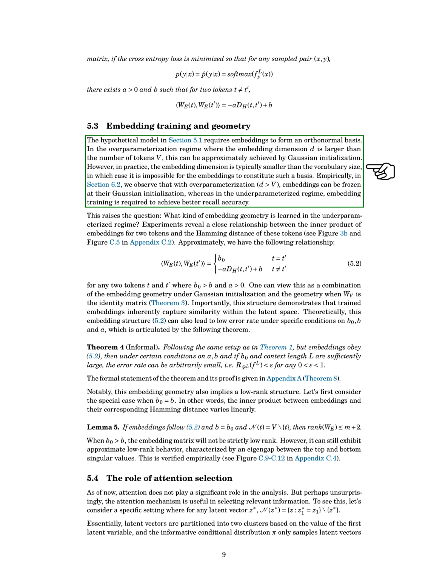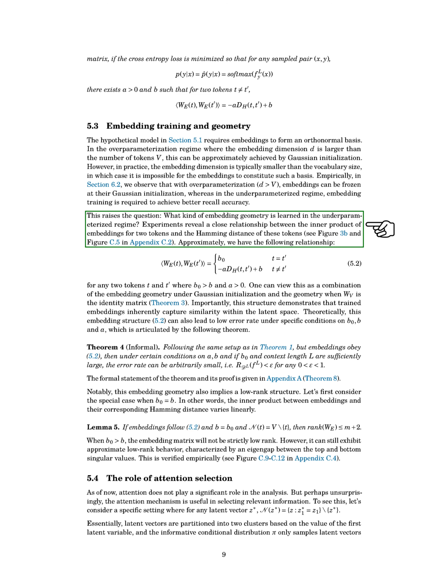However, in practice, the embedding dimension is usually smaller than the vocabulary size, making it impossible for the embeddings to form such a basis. Our experiments show that in the overparameterized scenario, embeddings can remain fixed at their Gaussian initialization, while in the underparameterized case, training the embeddings is necessary to improve recall accuracy.